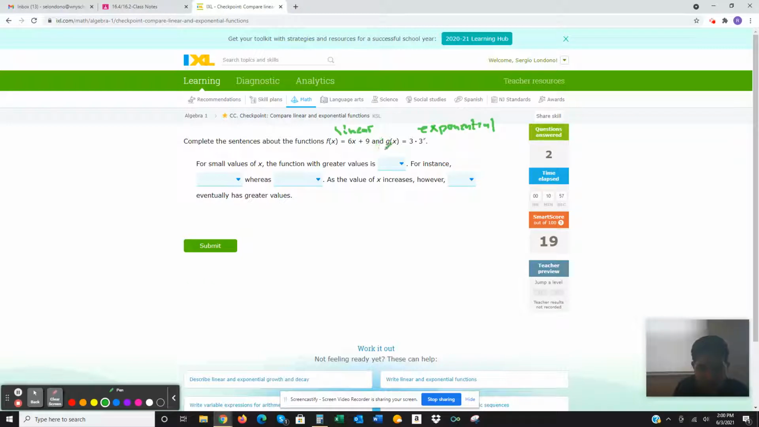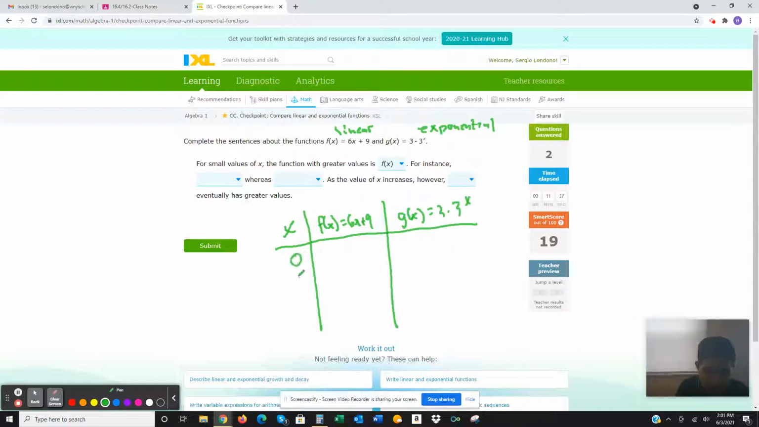For small values of x, the function with greater values is, well, when the numbers are small, f(x) is going to be bigger. For small values of x, the function with greater values is f(x). In the beginning, the linear functions are usually bigger. Now, if we want to check, we can do that with a table. f(x) = 6x + 9, and here we have g(x) = 3 times 3^x.